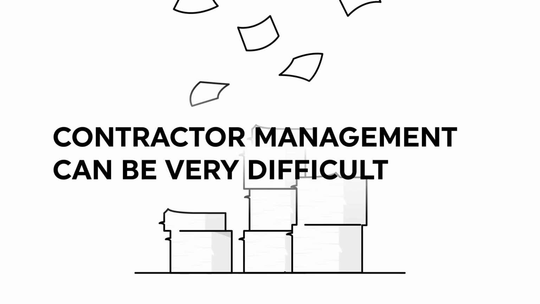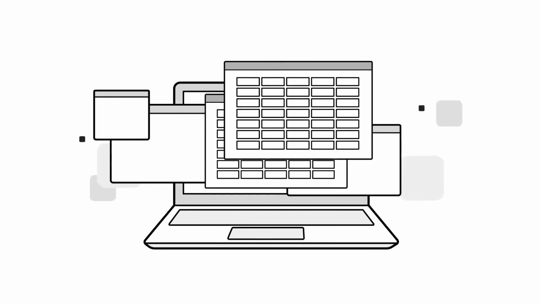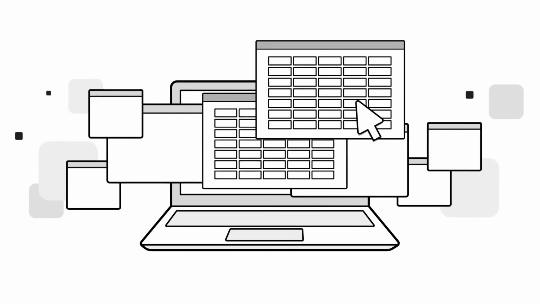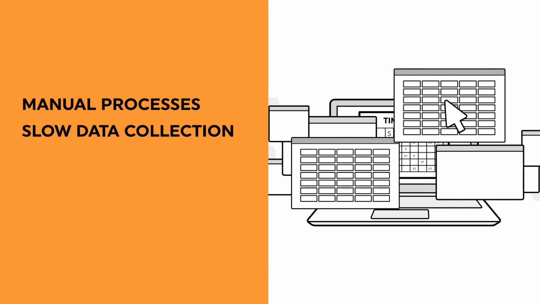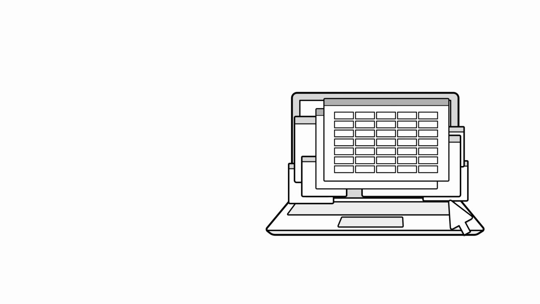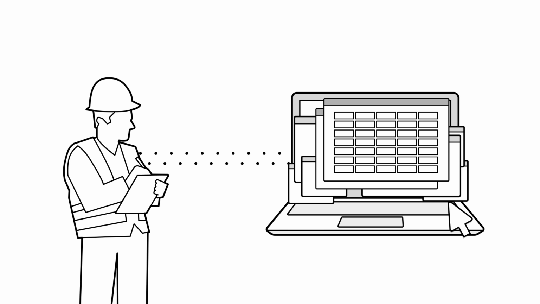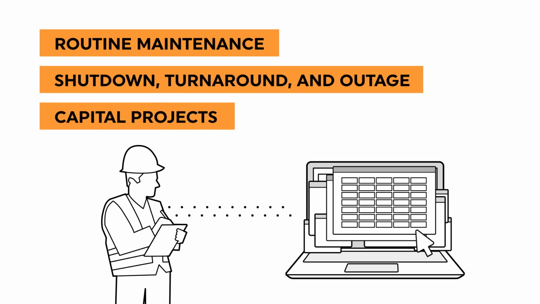Contractor management can be very difficult. In a typical environment, owners simply don't have the visibility to accurately track work. This results in manual processes, slow data collection, inaccurate data, and a lack of cost controls, with the reliance on the contractor to invoice accurately for services rendered across routine maintenance, STOs, and capital projects.